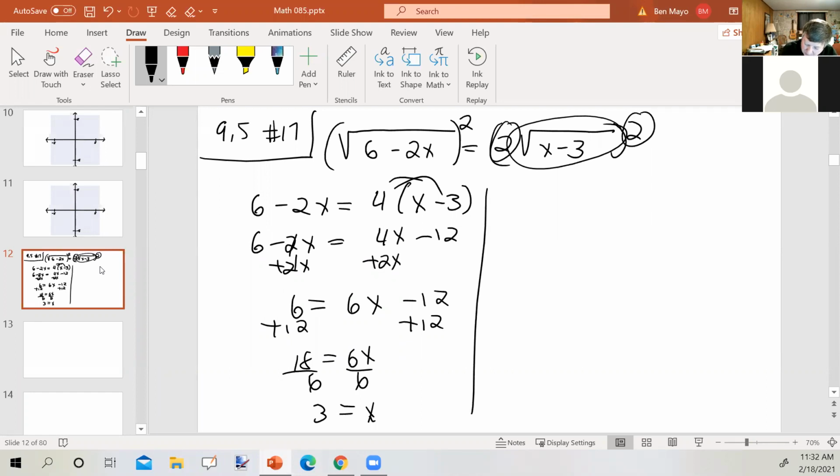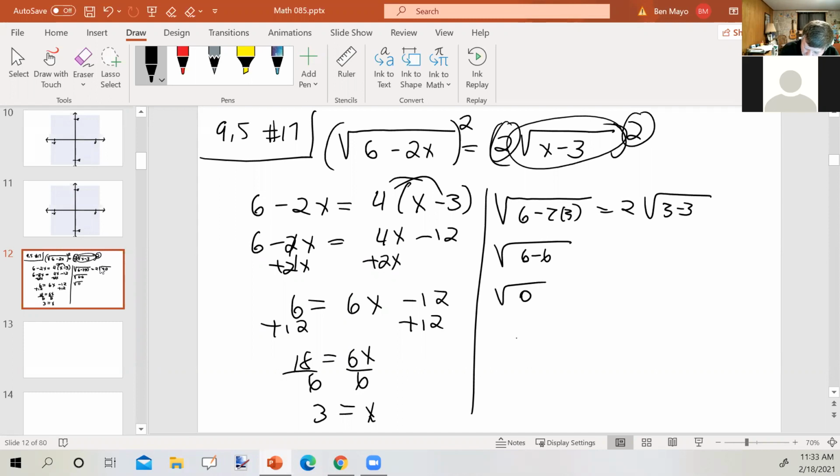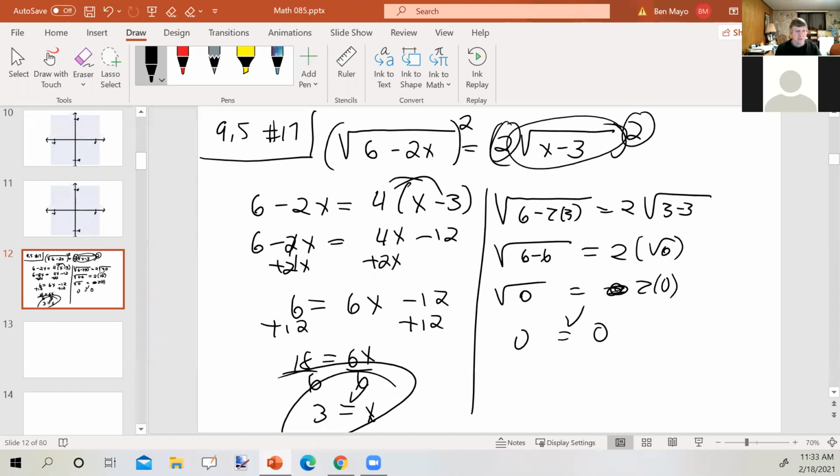Let's check that answer. We'd have the square root of 6 minus 2 times 3 equals 2 times the square root of 3 minus 3, which would be the square root of 6 minus 6, or the square root of 0, or 0 on the left, equals 2 times the square root of 0, equals 2 times 0, equals 0. 0 equals 0. So x equals 3 is the only solution, and it works. Any comments before we go on to the next one?